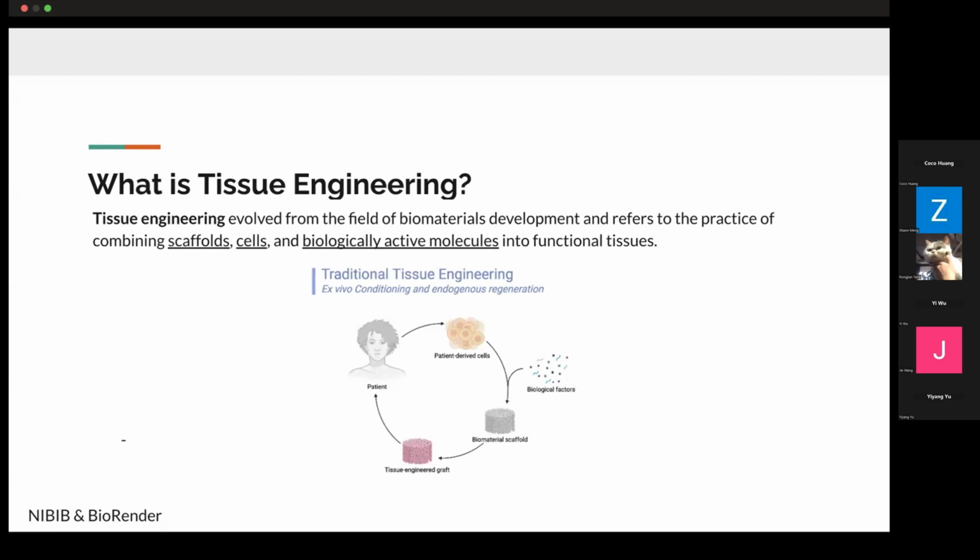engineering? So it is a subfield, from my understanding, from biomaterials and regenerative medicine, and it refers to the practice of combining scaffolds, cells, and biologically active molecules into functional tissues. And this is a diagram that usually represents the flow of work.